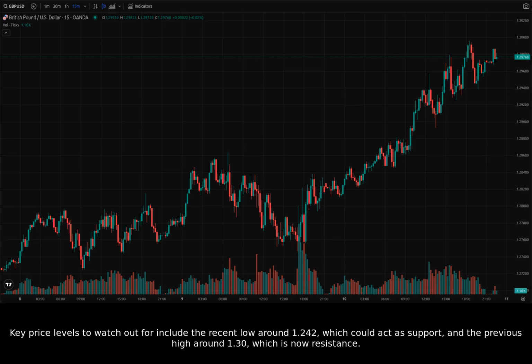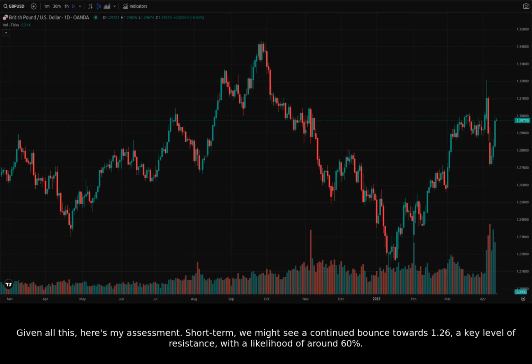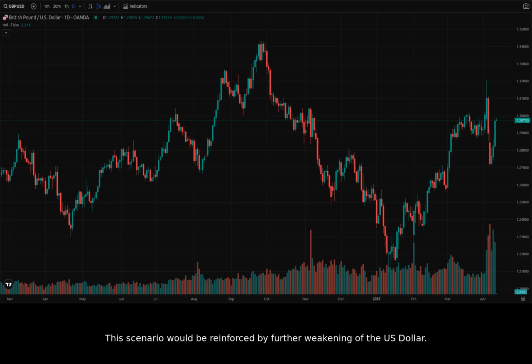Key price levels to watch out for include the recent low around 1.242, which could act as support, and the previous high around 1.30, which is now resistance. Given all this, here's my assessment. Short-term, we might see a continued bounce towards 1.26, a key level of resistance, with a likelihood of around 60%. This scenario would be reinforced by further weakening of the US dollar.